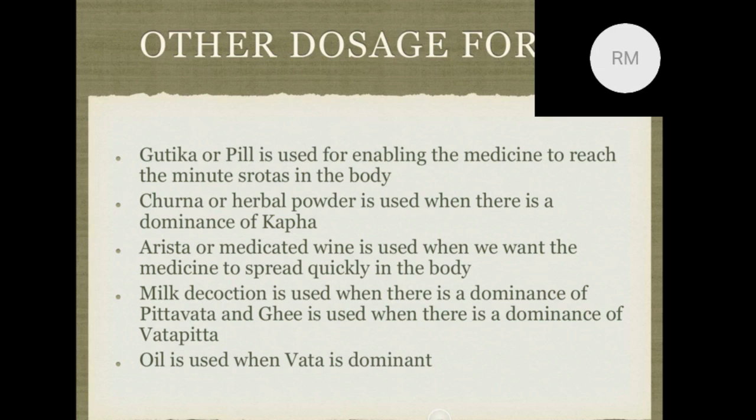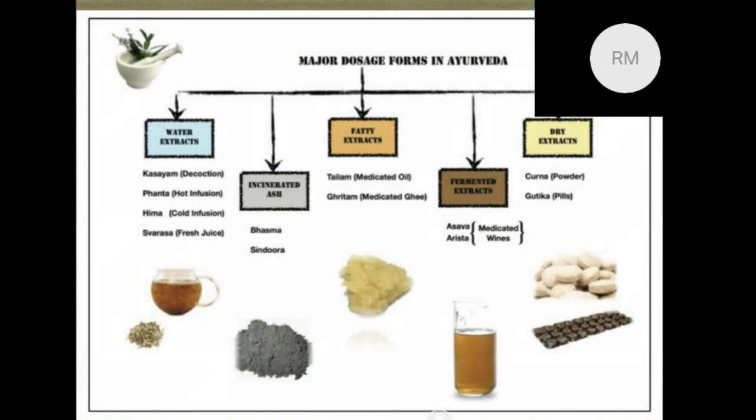This picture shows the richness of the pharmaceutical dosage forms. Later on, we'll take up pharmaceutical dosage forms as a separate topic of our webinar, but this is just an introduction. So you can have water extracts, fatty extracts, fermented extracts. We have decoctions, hot infusions, cold infusions, fresh juice, and then what we call the calcined preparations such as sindura, extracts, medicated oil, fermented extracts, which are medicated wines, and the powders and the pill. These are some of the dosage forms. You can see that the pharmaceutical processes in Ayurveda are diverse.